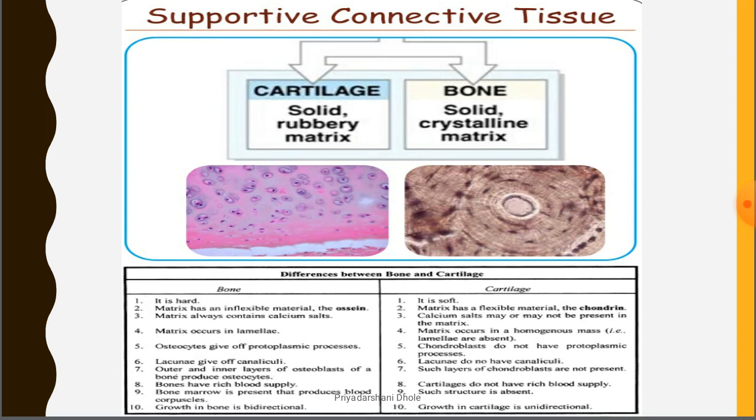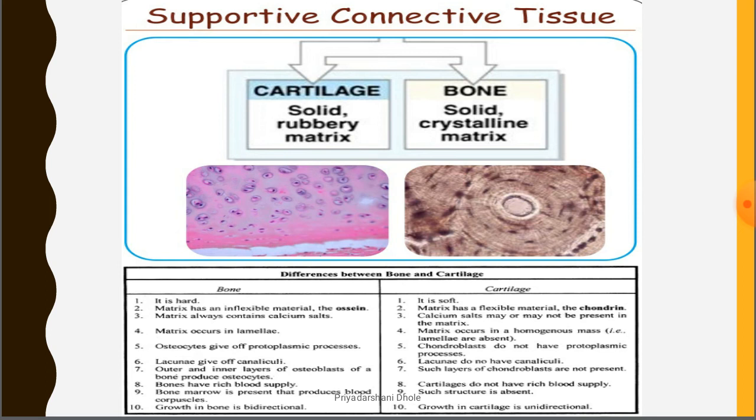Now bone has a hard matrix with inflexible material. It is made up of ossein. The matrix always contains calcium salts. It occurs in lamellae. Osteocytes, a special type of cells, are present. They show protoplasmic processes. Then the lacunae give off the canaliculi. The outer and inner layers of osteoblasts of the bone produce the osteocytes, and bone has a rich blood supply. It consists of bone marrow where the blood cells are formed, and growth in bone is bidirectional.